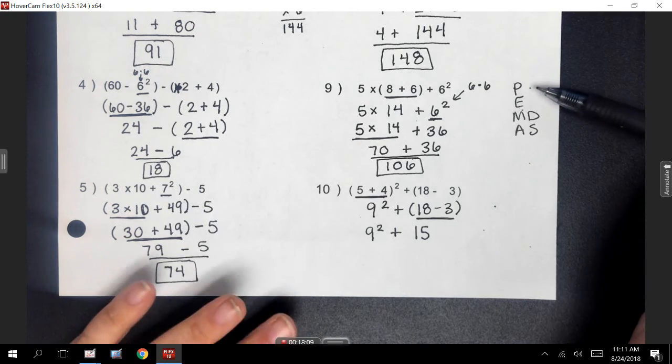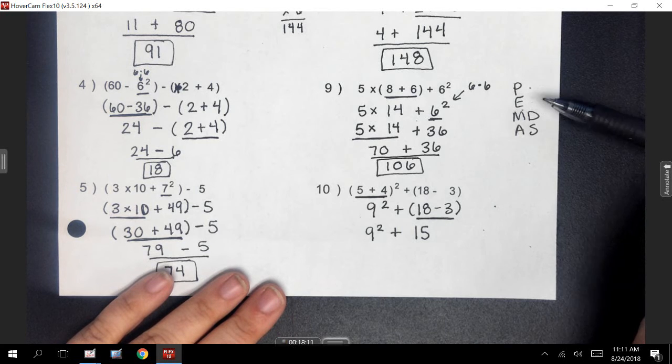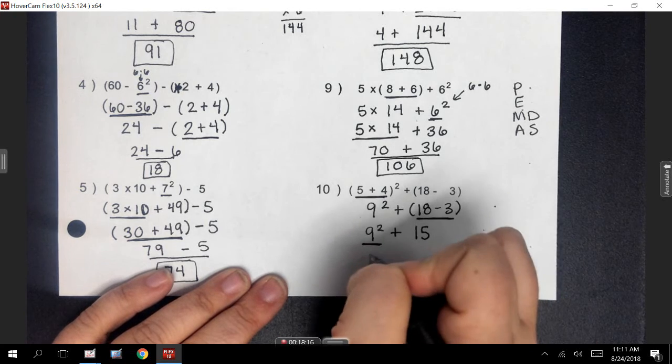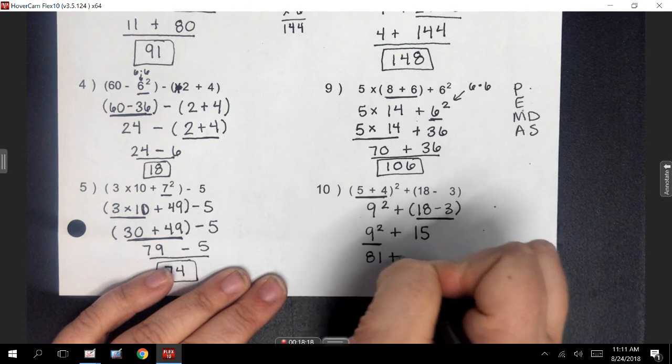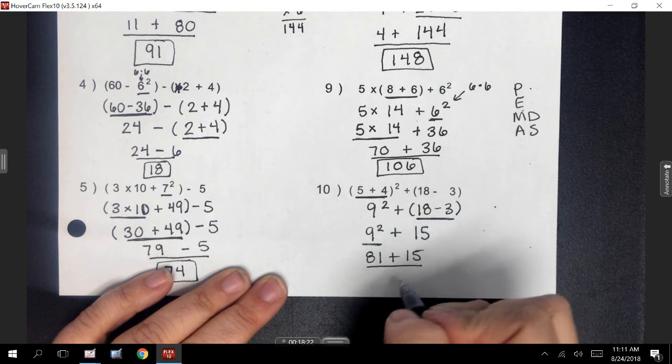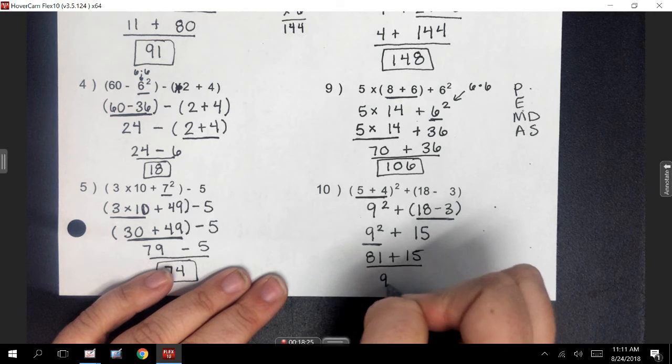All right, order of operations. We did parentheses. Now I'm looking for my exponents. I do have an exponent here, 9 to the second power, which means 9 times 9, which is 81 plus 15. Then we're going to work that out. 81 plus 15 is going to give me 96.